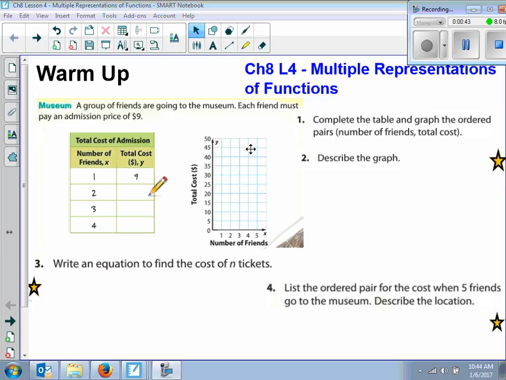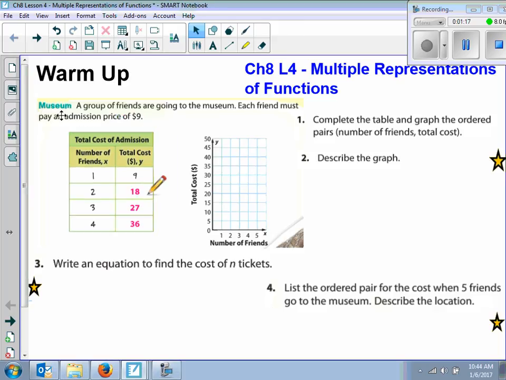So, in the warm-up, it says, a group of friends are going to the museum. Each friend must pay an admission price of $9. So, the first thing we want to do is complete the function table here, and then graph the ordered pairs right here, and it's x comma y, the number of friends, comma, the total cost. So, if we have one friend going, it's $9. If we have two friends going, it's 18. 3 friends, 27, and 4 friends, 36.